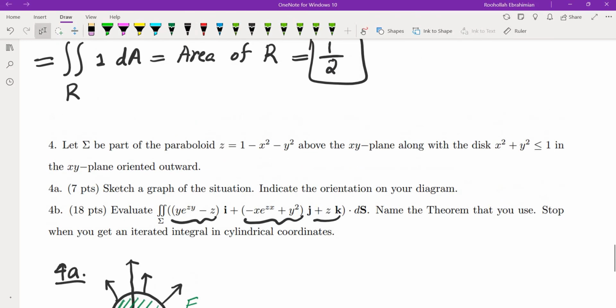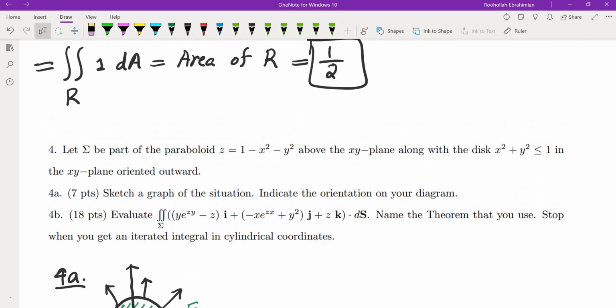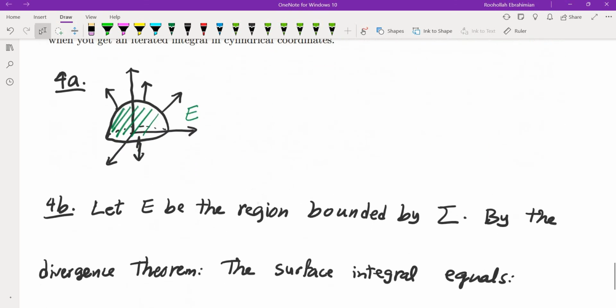So we get derivative of the first one with respect to x, which is 0, the second one with respect to y, and the third one with respect to z. Now we'll have to evaluate this triple integral rather. This is no longer a surface integral, it's a triple integral. Let's see what the instruction says. Name the theorem that you use. Stop when you get an iterated integral in cylindrical coordinates. Okay, so we're going to use cylindrical coordinates.